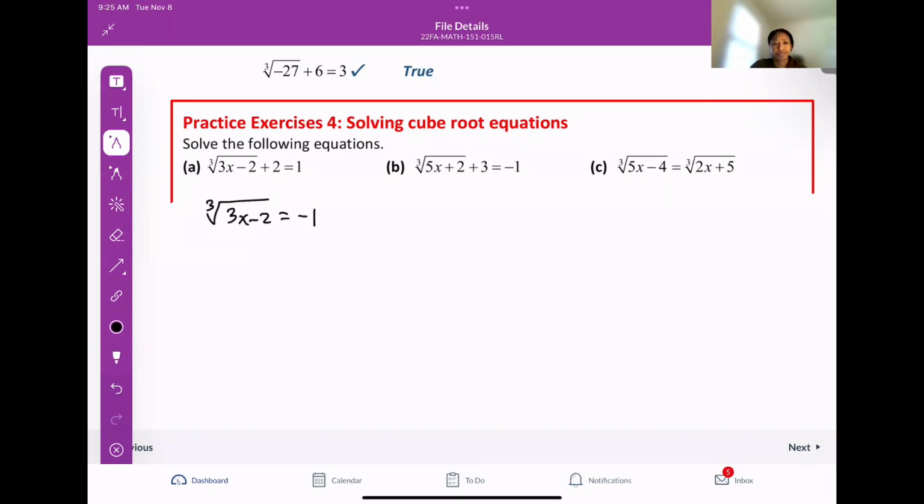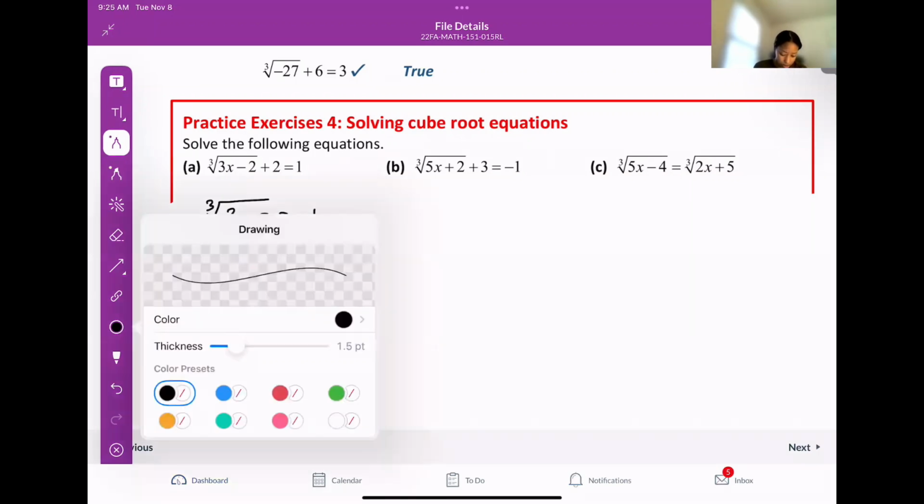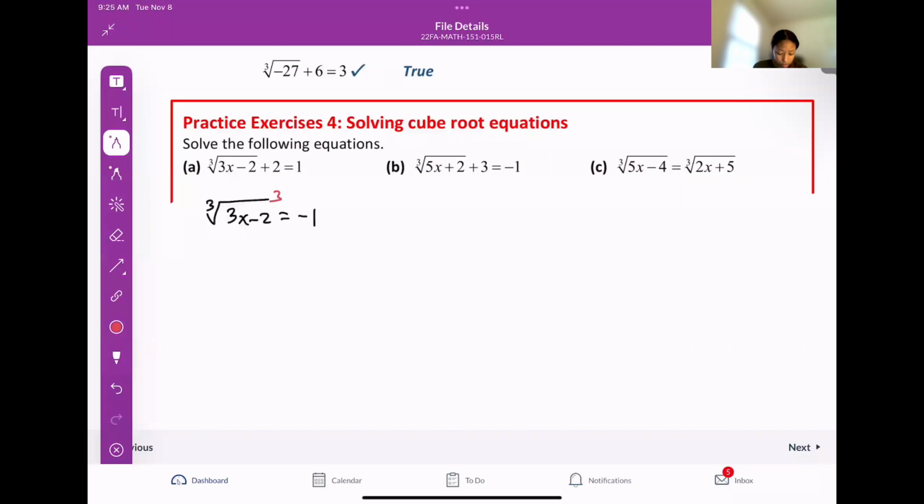All right. From here, we will cube both sides of this equation. So the cube root and the cube cancel each other out. Negative 1 cubed is negative 1. That gives us 3x minus 2 equals negative 1. Adding 2 to both sides gives us 3x equals 1, and then dividing by 3, x equals 1/3. And that's it. I'll do one more of these and leave the other example for you to practice.